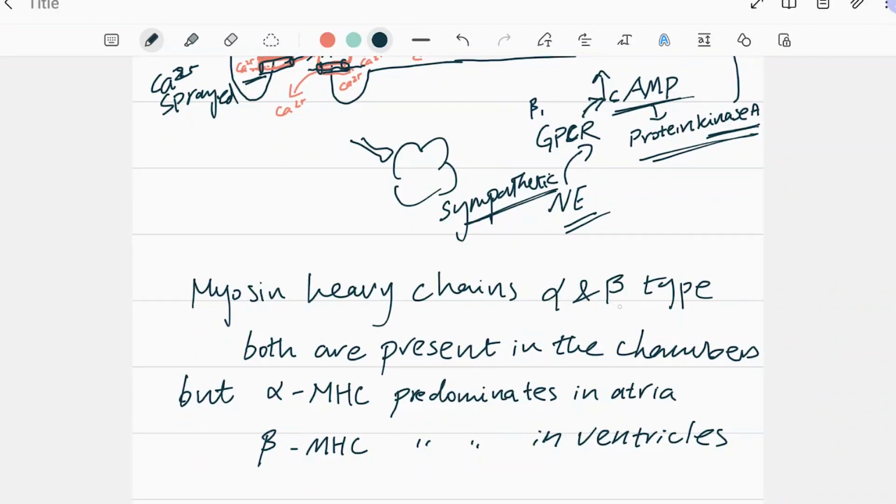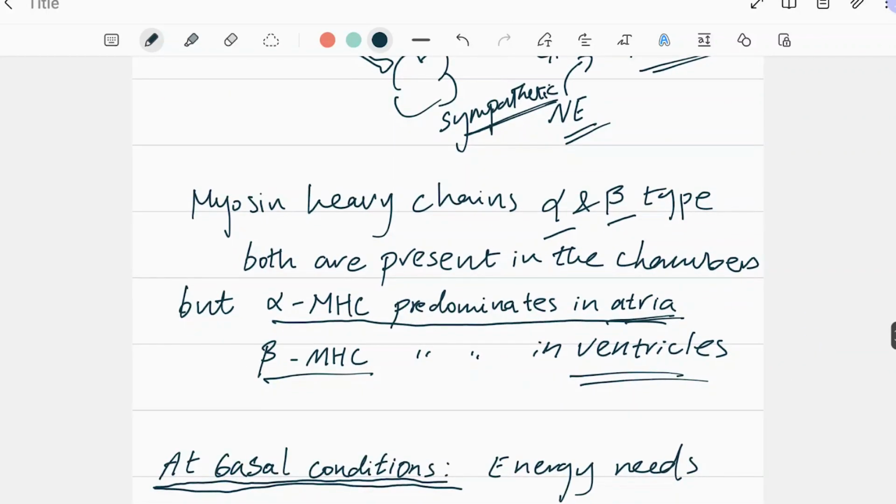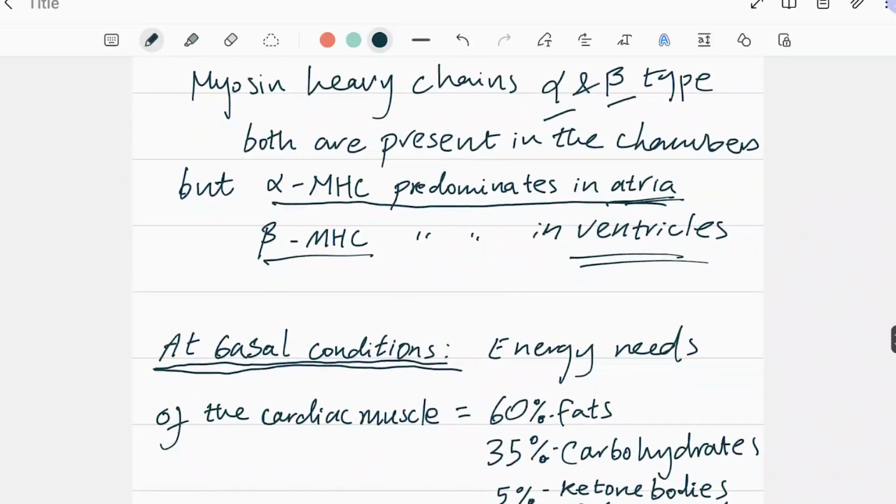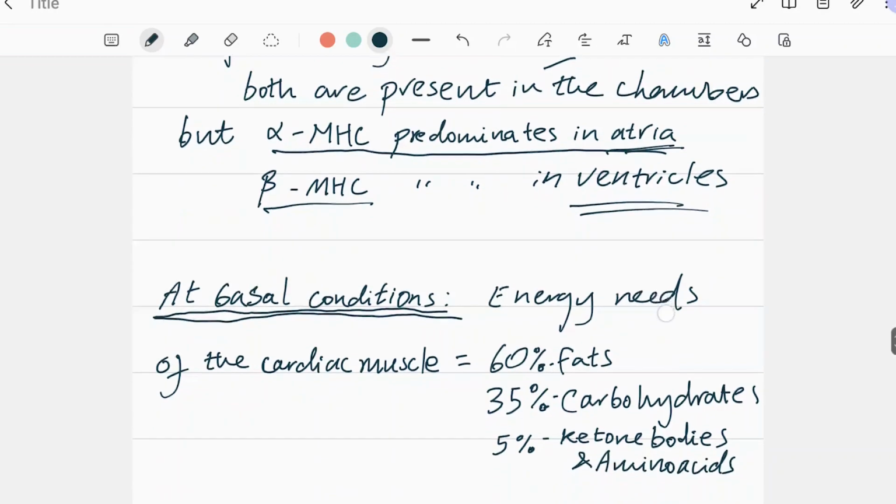And the other thing you should know about cardiac muscle is that myosin heavy chains are of the alpha and beta variety. So there are different types of myosin heavy chains. One is alpha, one is beta, and the alpha chains are more present in the atrial muscle. There are beta also in the atria, but alpha predominates. Alpha myosin heavy chains predominate in the atria, but the beta myosin heavy chains predominate in the ventricles. Though you do have alpha myosin heavy chains in the ventricles also, but predominantly alpha in the atria, beta in the ventricles. See, A, alpha. So that's how you can remember it.